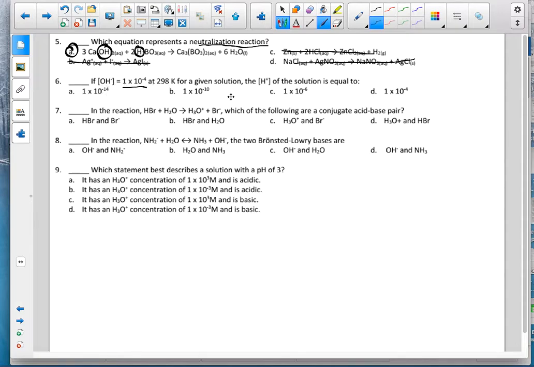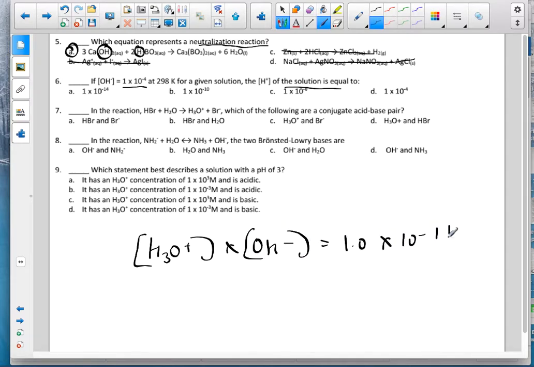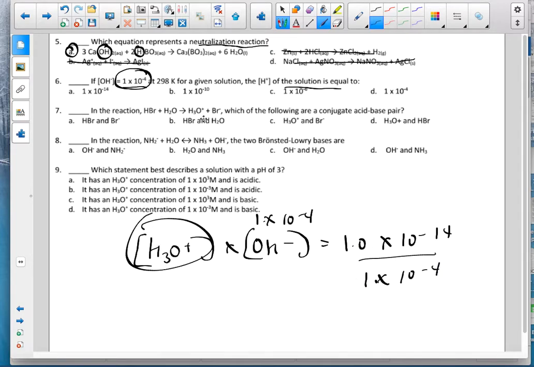If OH is this, what would the H plus be equal to? Well, remember, on the top of pH land, H3O plus times OH minus is going to be equal to 1.0 times 10 to the negative 14th. So all I'm going to do is take my 1 times 10 to the negative 14th, put the OH, 1.1 times 10 to the negative 4th, downstairs and divide the two, and I will always get the other one. So in that case, 6, the correct answer is going to be 1 times 10 to the negative 10th.